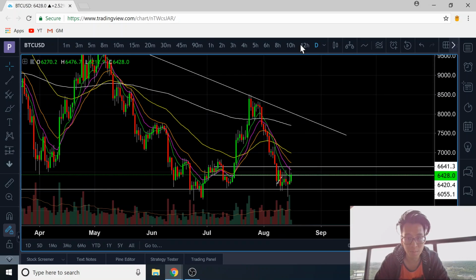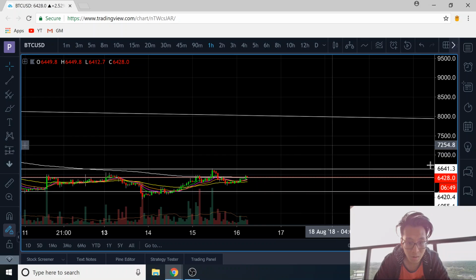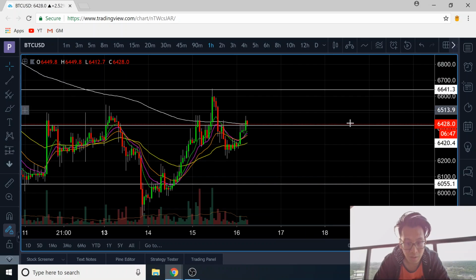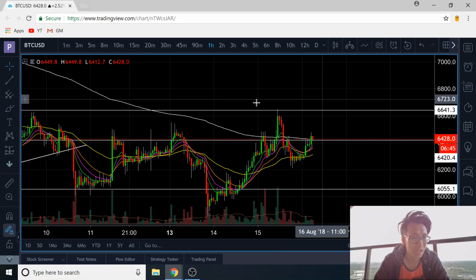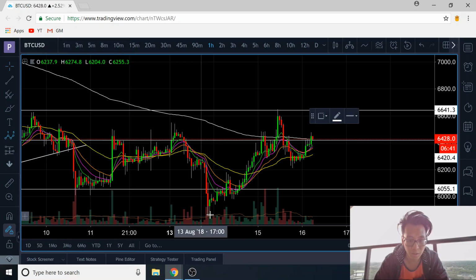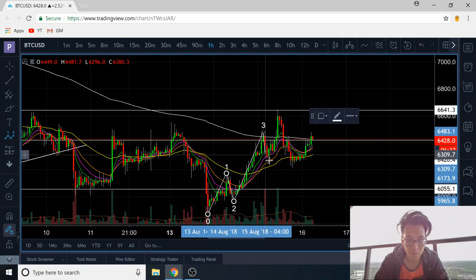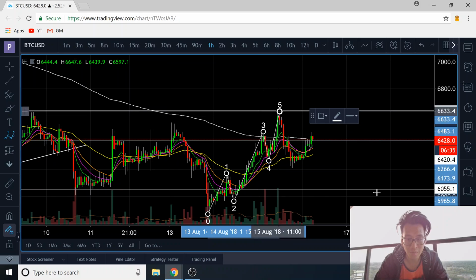So yesterday I was mentioning that, let's go into this in more detail actually. Let's go into a 1 hour. Yeah, I think a 1 hour will be really good for this, okay? Okay, so yesterday I was mentioning that this could be several different formations, right? For example, this is most likely a 1, 2, 3, 4, and a 5 going up.